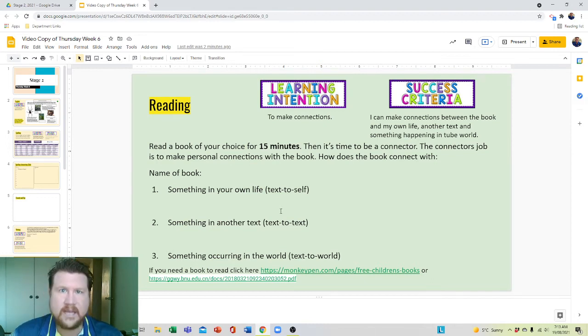The connector is about connecting. So obviously if there's a book about climbing Mount Everest, it's about the adventure. So when did you go on an adventure? Even if you don't think you did. Or when did you walk for a long period of time uphill?